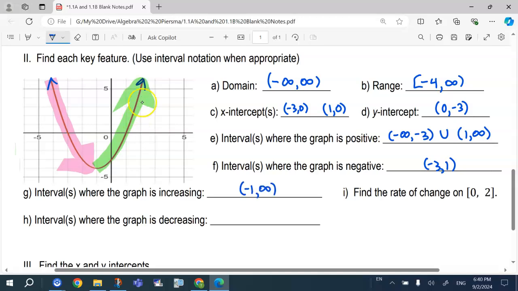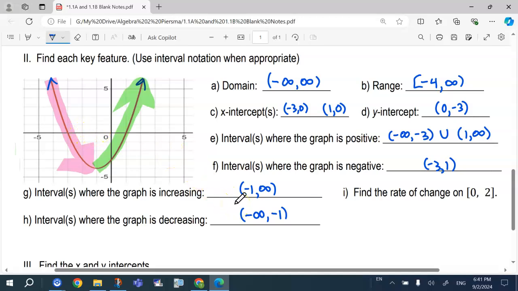Again, these are x values. These are both x values. From x is -1 to x is infinity, we are increasing. From this x all the way to the right, we are increasing. And then we are decreasing all the way from the left all the way to -1. Again, these are x values. We are going down from left to right, from all the way negative to all the way to -1.